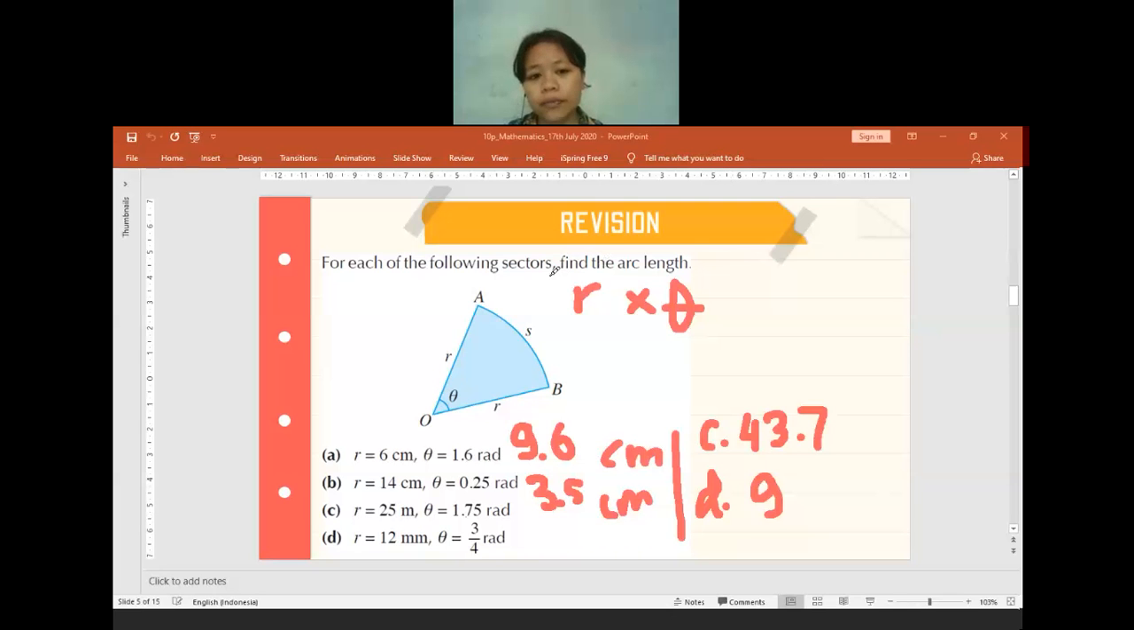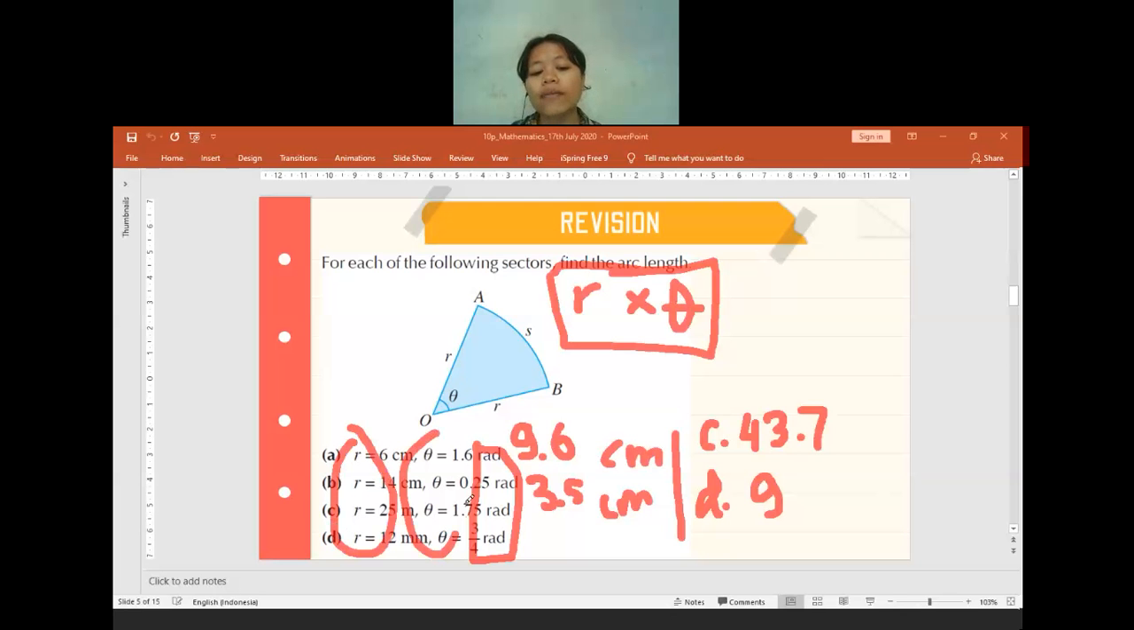Okay, listen first. To find the arc length when it is given in the radian unit, the step is r times theta. The r here is the radius. Theta is how many radians the angle is. We already have the r and we also have the theta, so we just multiply them. For question A, we just do 6 times 1.6. You can use a calculator. It will not take so much effort.